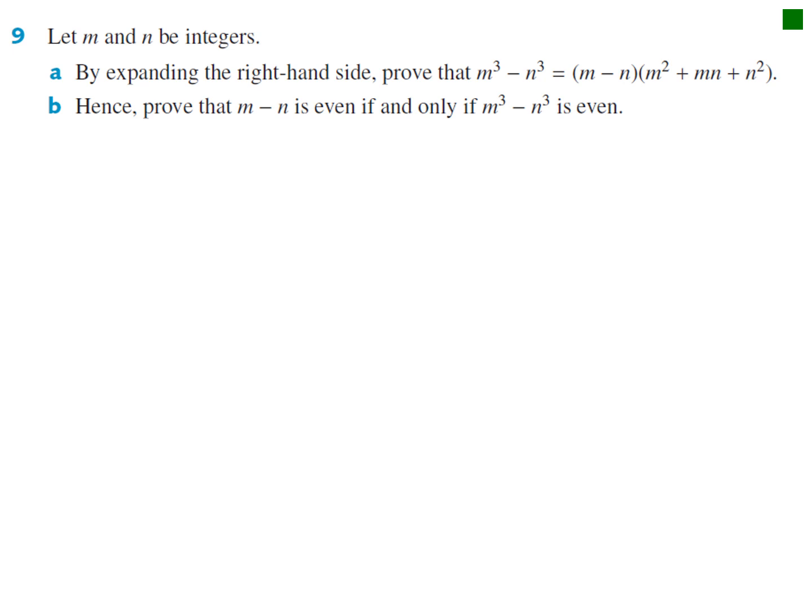Part A is just start with the right-hand side, expand it to show the left-hand side. Not a big deal. But then B is an equivalence proof. So prove that the assertion m minus n is even implies m cubed minus n cubed is even, and the converse is also true: m cubed minus n cubed is even implies m minus n is even. So show that logical implication goes in both directions for part B.